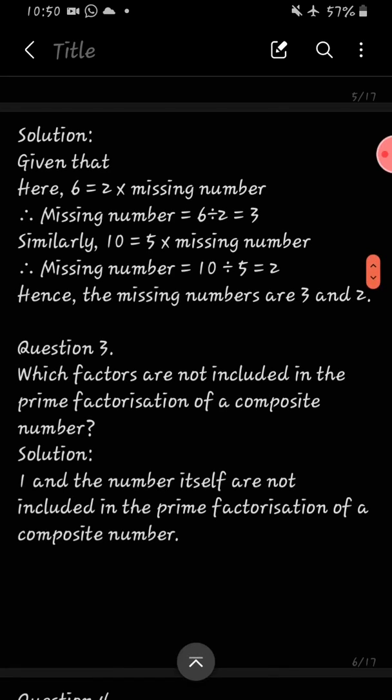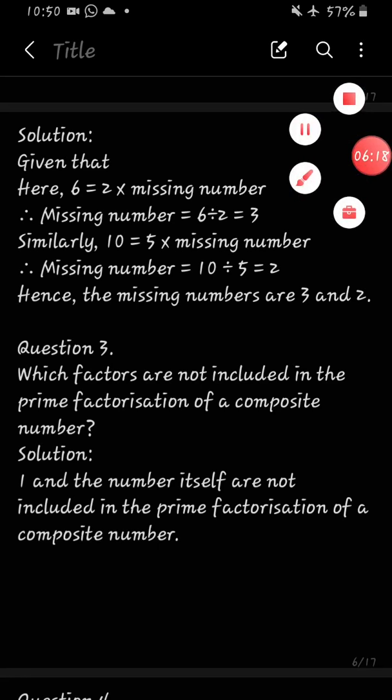Now question number 3 here. Which factors are not included in the prime factorization of a composite number? The answer is 1 and the number itself are not included in the prime factorization of a composite number. Okay, if you are finding the prime factorization of a composite number, 1 and the number are not included in that.